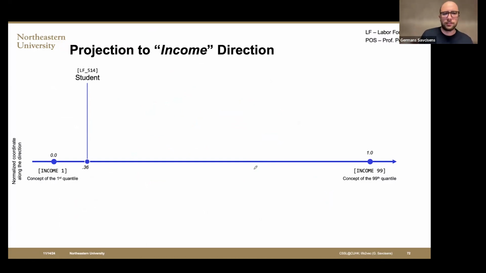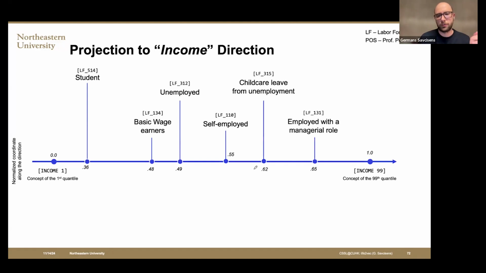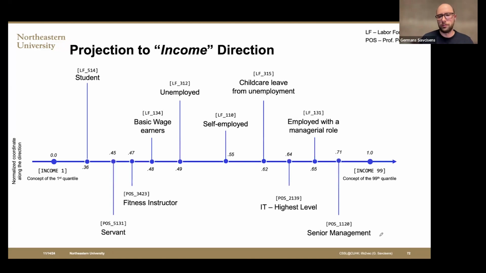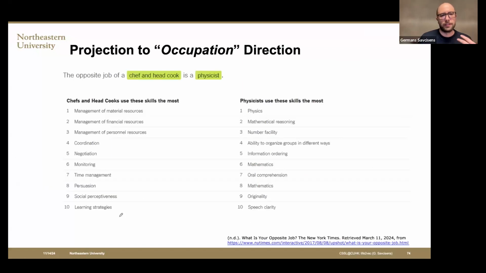And we can see that concepts like student or basic wage earners would be closer to income of the first quantile, while if we move a bit closer to the income of the sort of highest quantile, we can see that it's some kind of managerial role, people. We can also look at the positions. We can see that senior management is closer to the highest income. Servants or fitness instructors are closer to the sort of first quantile income. I'll skip this one here, but you can also draw more or less obvious directions.